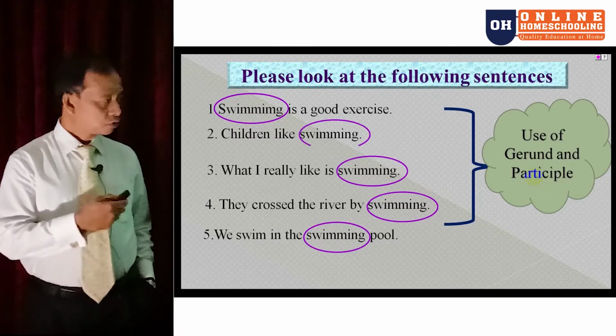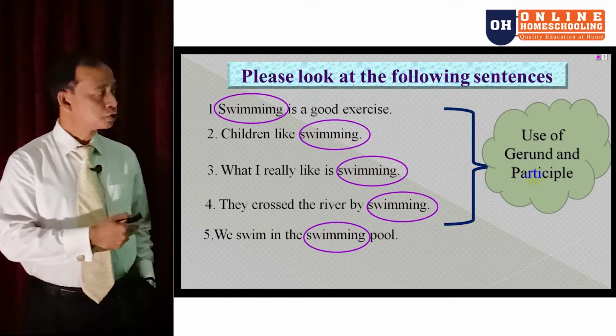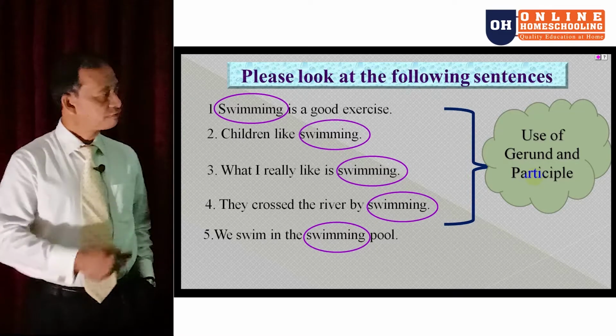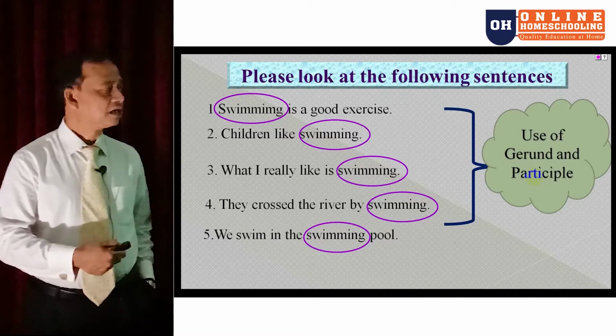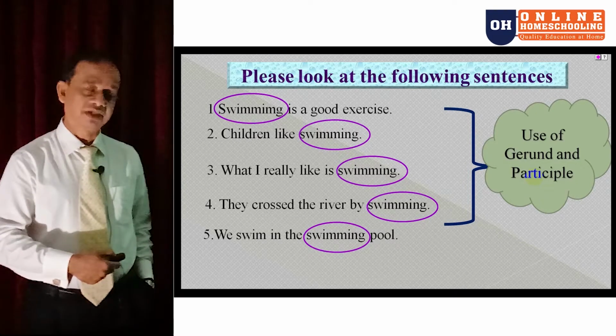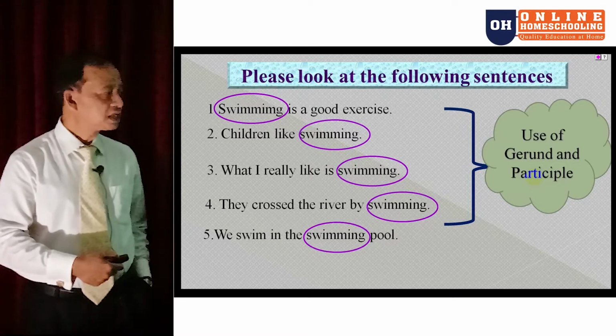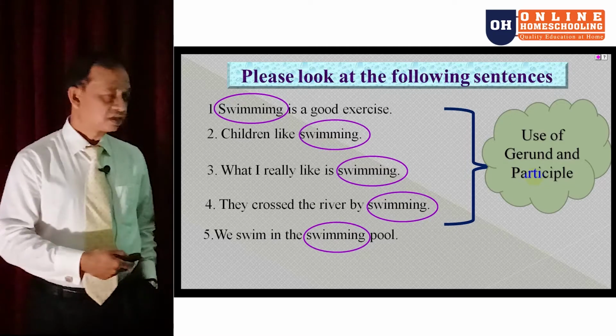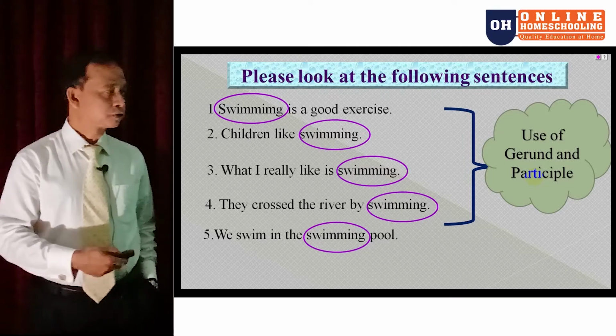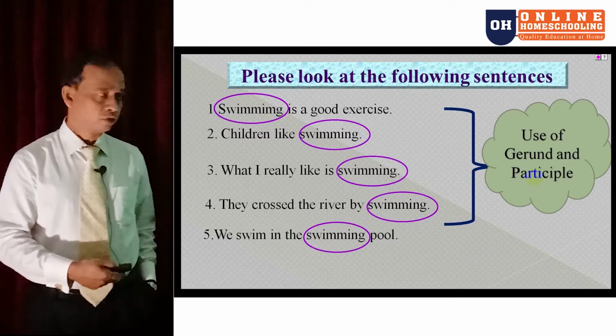Children like swimming. So, how many? 1, 2, 3, 4, 5. In the 5 sentences, there are 5 swimming. Now, which one is gerund and which one is present participle? This is a very confusing question. So, dear students, please watch the following slides. I am sure I will explain it and your confusion will be removed.